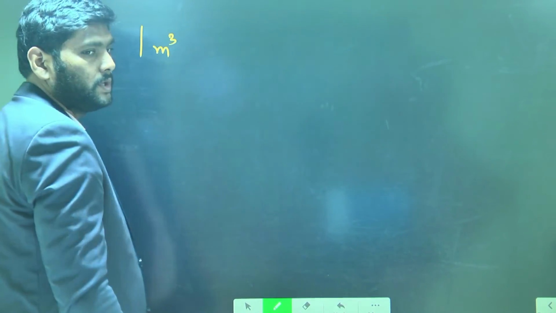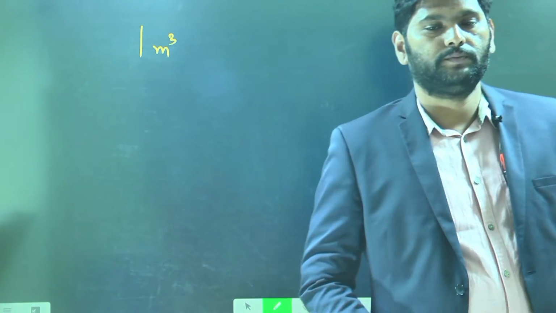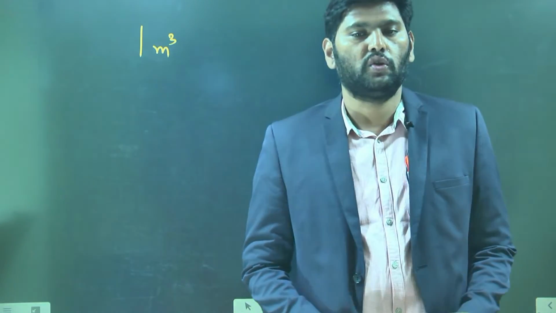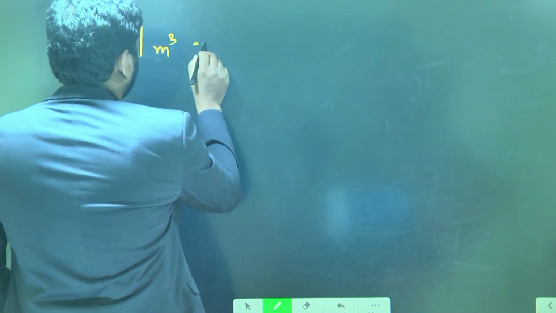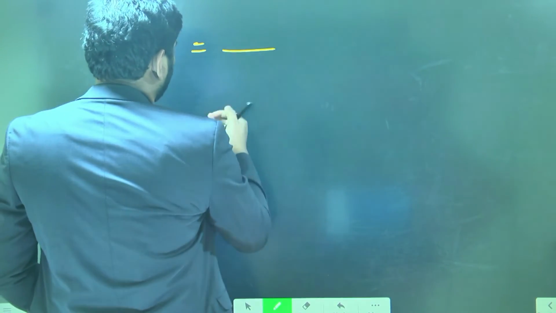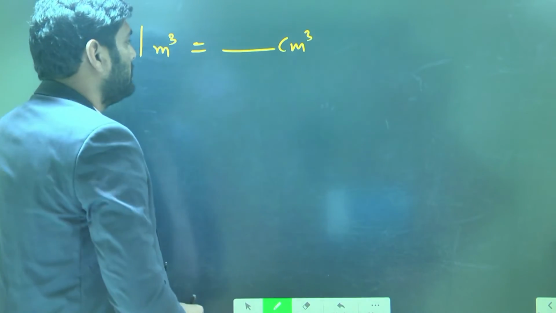1 meter cube is equal to how many centimeters cube? 1 meter cube is equal to dash centimeter cube. This is one question.